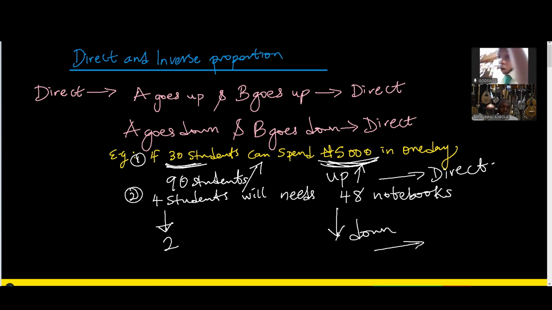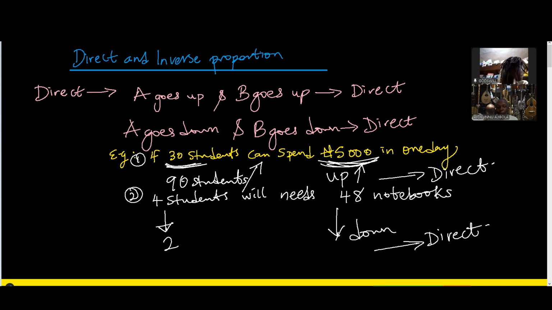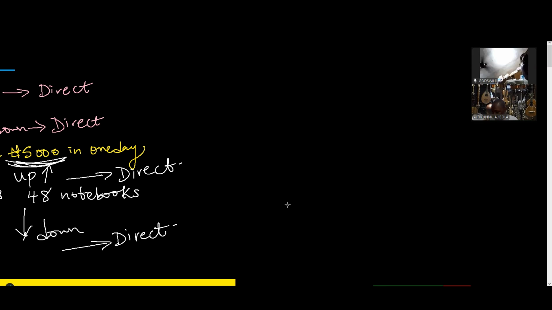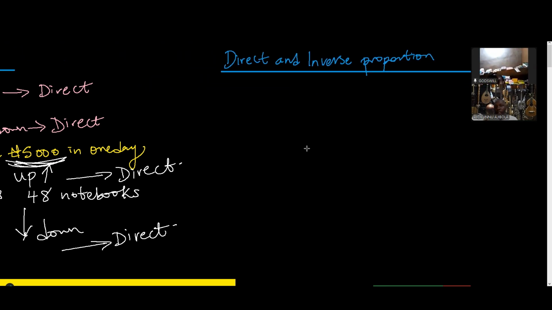It's also direct. But what is going to happen? Let us consider the inverse. So for direct proportion, we said as one quantity increases, the other must increase, and as one quantity decreases, the other must also decrease. Is that clear to you now? Good.